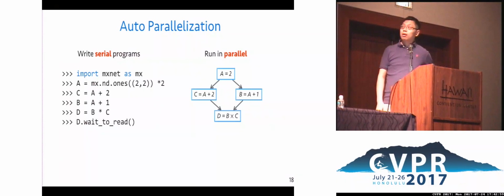So it knows that C and B have no dependency on each other, so you can run things in parallel. The backend engine will do that for you. So it's guaranteed correctness, but it tries to find every possible way to parallelize. I'm going to show in the tutorials how it actually works.